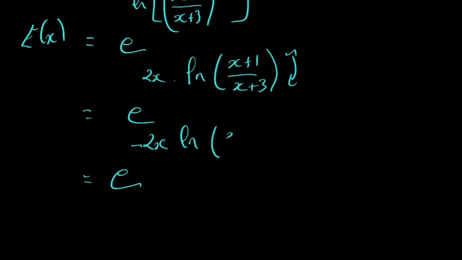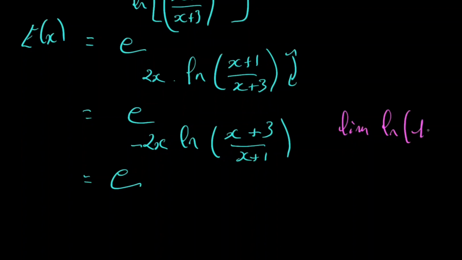Logarithm of (x+3)/(x+1). And what do we want to have now? So we know that the limit of logarithm of (1+x)/x when x tends to 0 is equal to 1, okay?